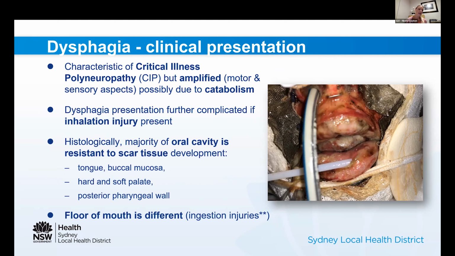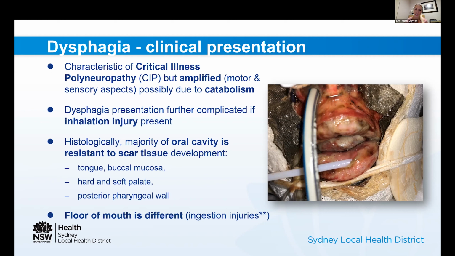And interestingly, if we talk about the histology, as you would well know from your ENT experience, the majority of the oral cavity is curiously resistant to scar tissue. Not only the tongue, the buccal mucosa, the hard and soft palate, as well as the posterior pharyngeal wall, but the floor of mouth is different. And this is important to consider when we're thinking about ingestion injuries.